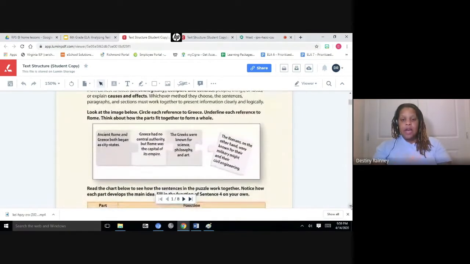Now, the chart that we have in front of you and I is an example of how each idea an author has works as a puzzle piece to build the structure of the text. This helps to develop the main idea. I want you to study this chart for me for just a moment. Now, on your sheet of paper that you have in front of you, I want you to make two columns, one column for Rome and one column for Greece. I want you to go ahead and write down each of the things about Rome in the Rome column and anything that you read about Greece under the Greek column. Go ahead and do that right now.